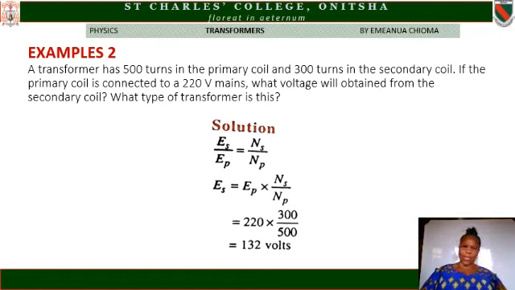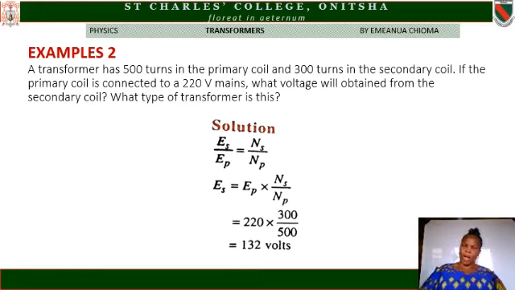We are asked in the question, what type of transformer is this? We can answer the question in two ways. By looking at the EMF we have, the EMF from the solution of the secondary coil is 132 volts, while the given EMF is 220 volts. So the EMF in the secondary is less than the EMF in the primary, which means that the transformer is a step-down transformer.